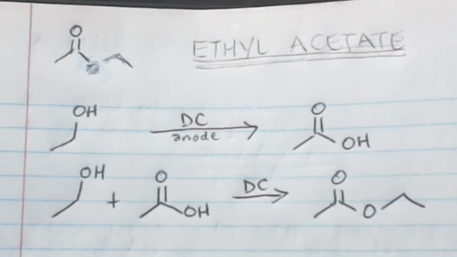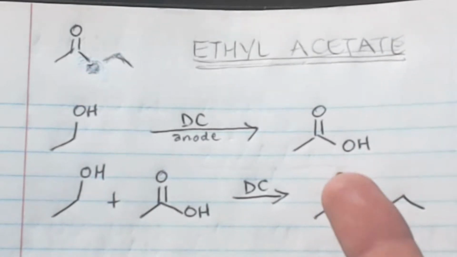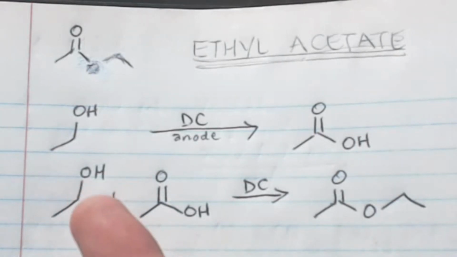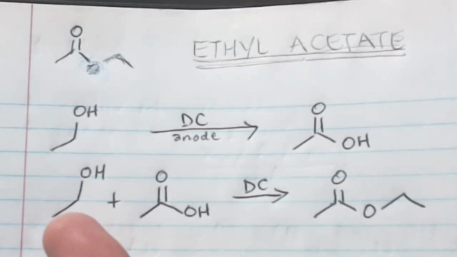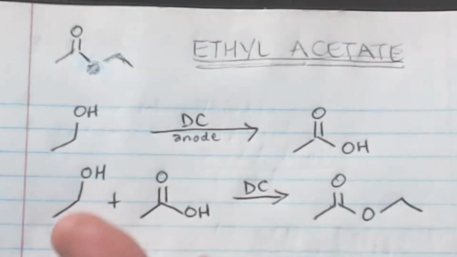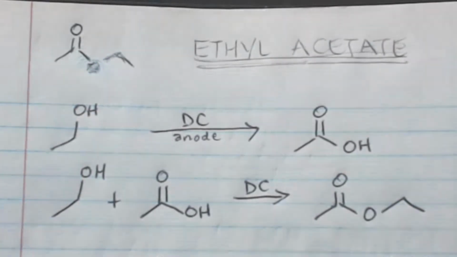Now for this one, you can make either acetic acid or ethyl acetate, right? You start out with ethanol, right? Do your DC. It's at the anode, so you're oxidizing it. And you can oxidize it up to acetic acid. Now, if you have acetic acid and alcohol, you can also continue on and make, depending on your voltages and your electrodes, what type of electrodes, you can have it stop here, or you can have it continue on to make ethyl acetate. Again, you're just using electrolysis.